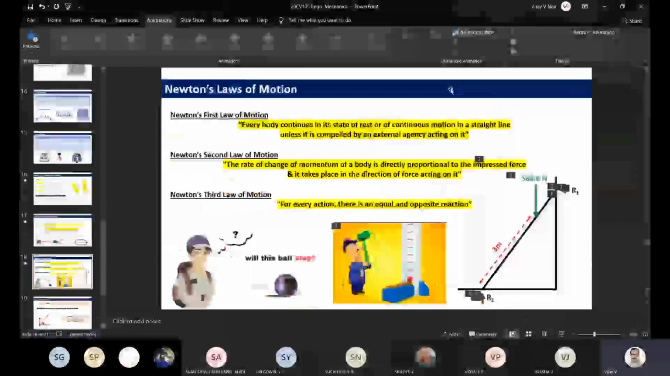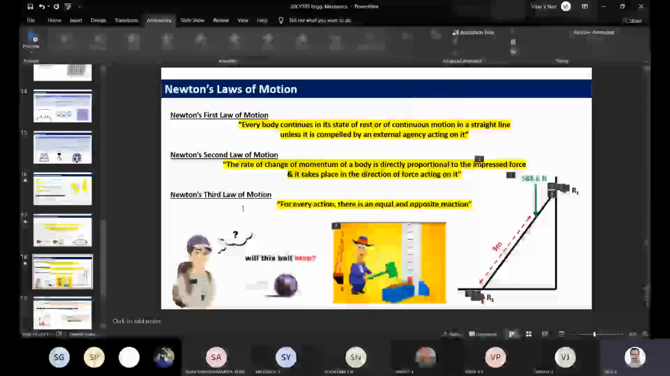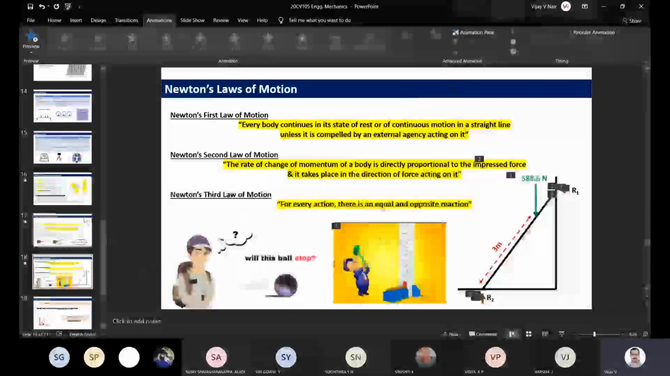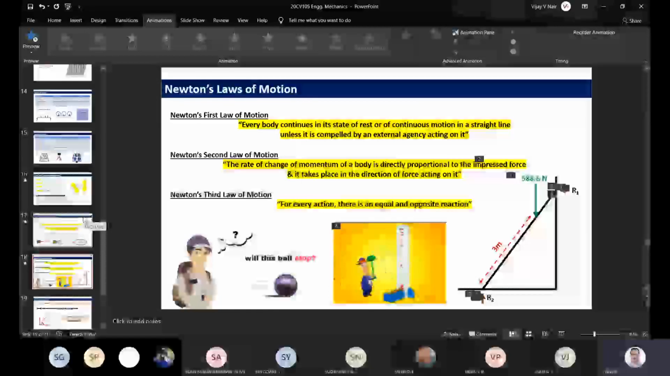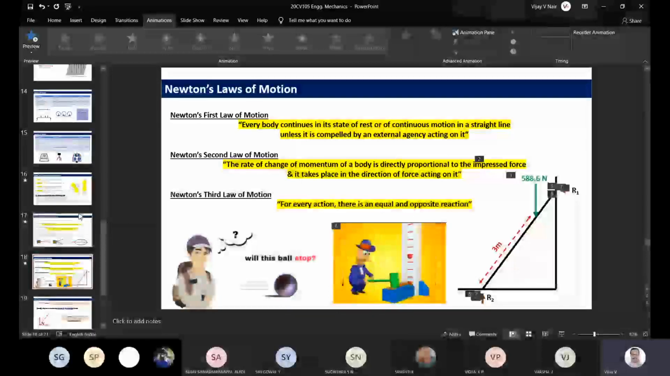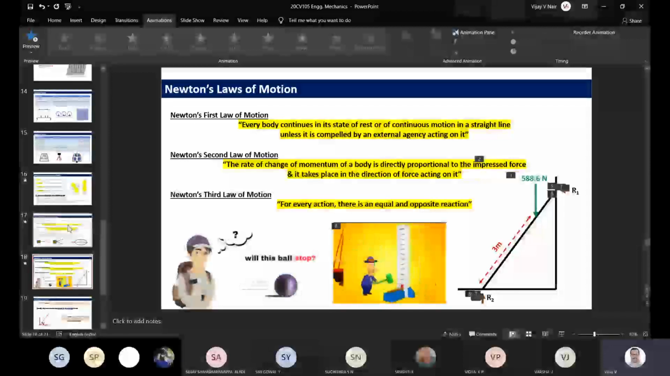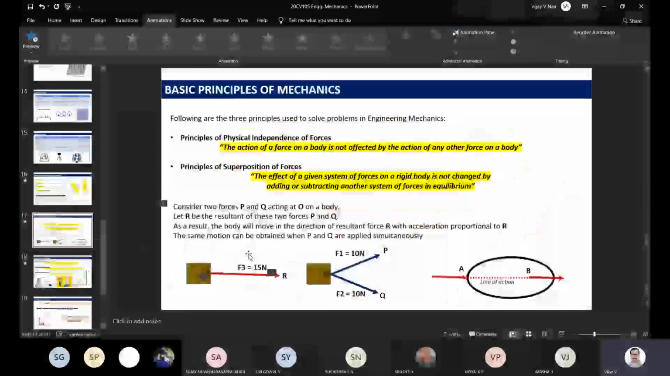I hope by now you have already understood the different principles based on which the entire subject of engineering mechanics works. We have come across the principle of physical independence of forces, the principle of superposition of forces, and finally the principle of transmissibility of force. I hope you have understood this.